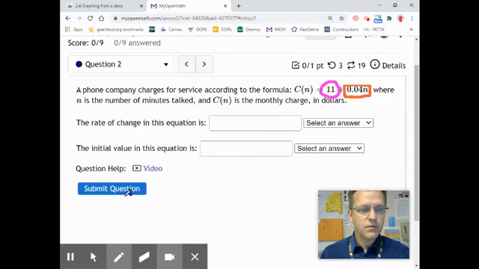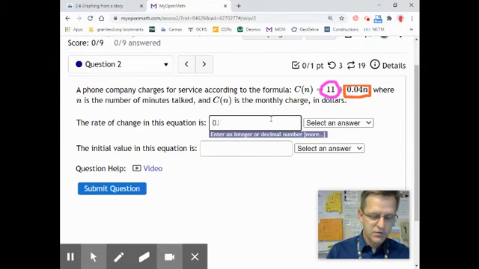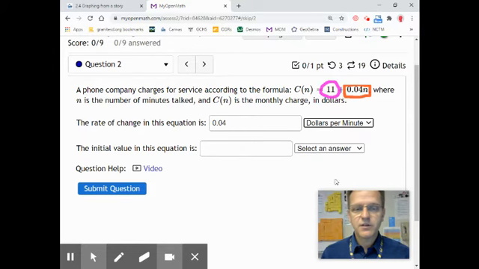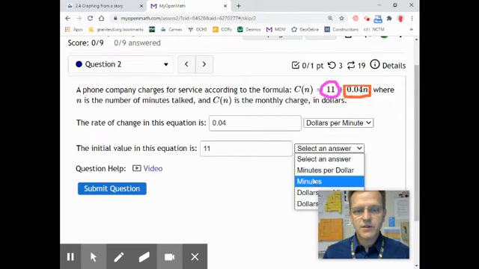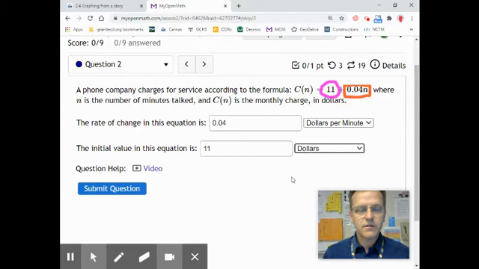Here, the rate of change, let's think about what the question is. The rate of change, which one of these is the rate of change? Well, it's the one next to the letter, because that's the 0.04 per minute. So here we're going to put 0.04. So the rate of change, or the slope, is always the one that's next to the letter. And that is going to be dollars per minute. So in this case, $0.04, that's 4 cents. Another way to say that is 4 cents a minute. Now the initial value is 11 because that's your $11 fee that you have to pay per month, whether you talk on the phone or not.